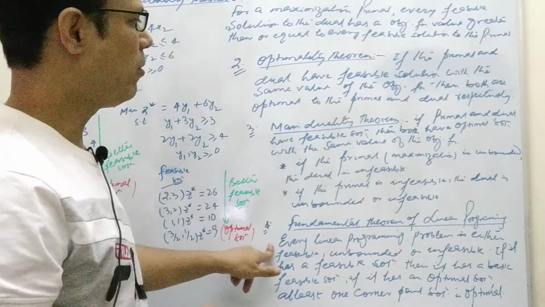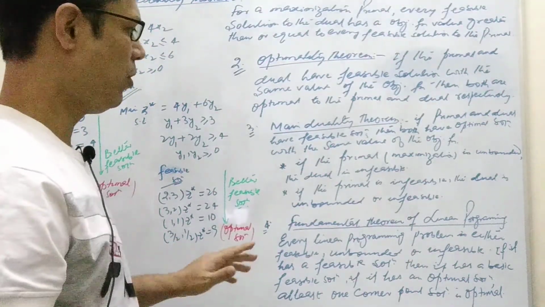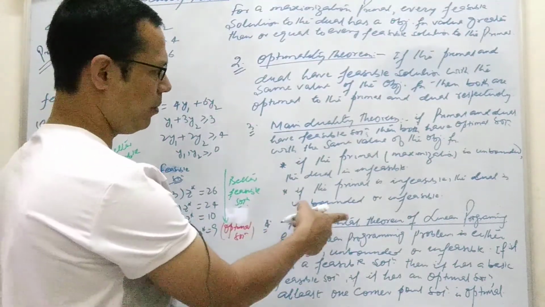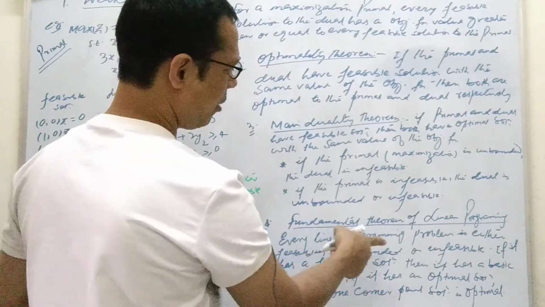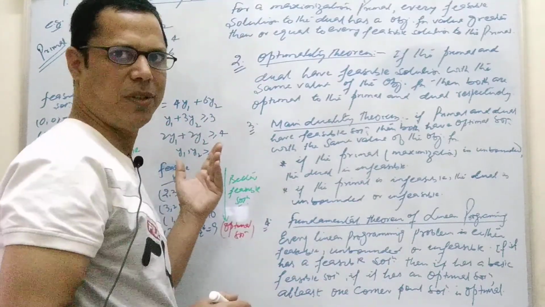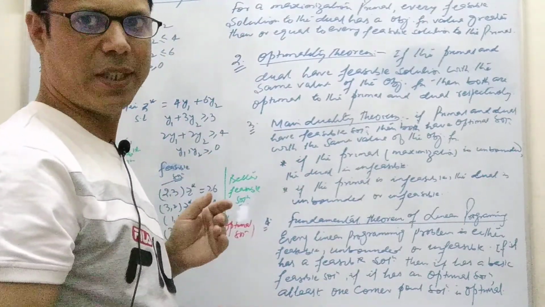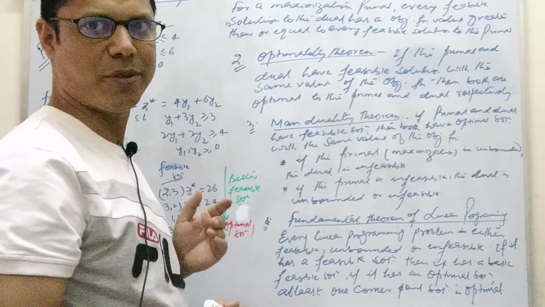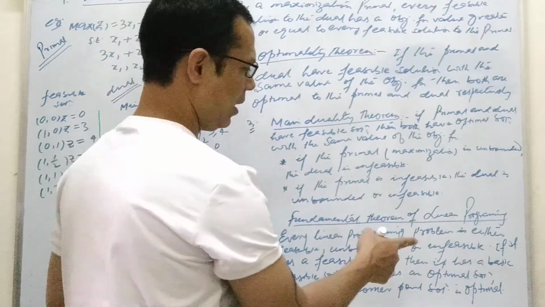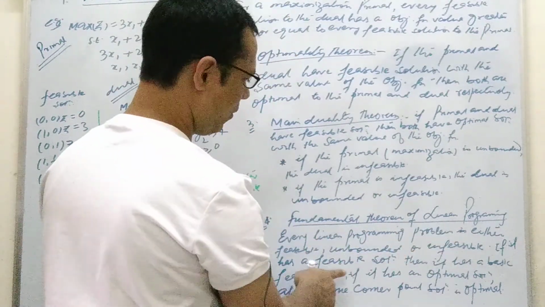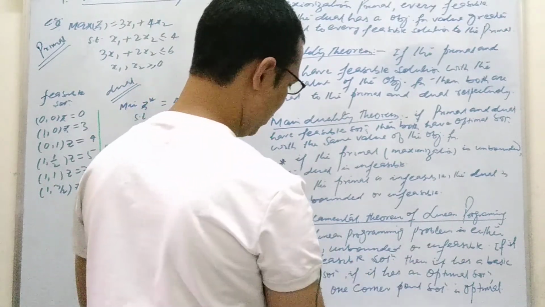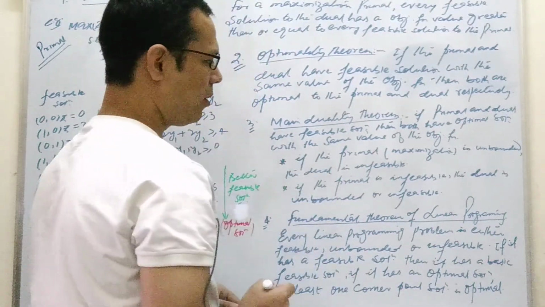The fundamental theorem of linear programming explains the same concepts here, so all these theorems have certain relations. The fundamental theorem says every linear programming problem is either feasible, unbounded or infeasible. These three types of results are the only possibilities for any LPP. If it has a feasible solution, then it has a basic feasible solution. If it has an optimal solution, at least one corner point will be optimal.